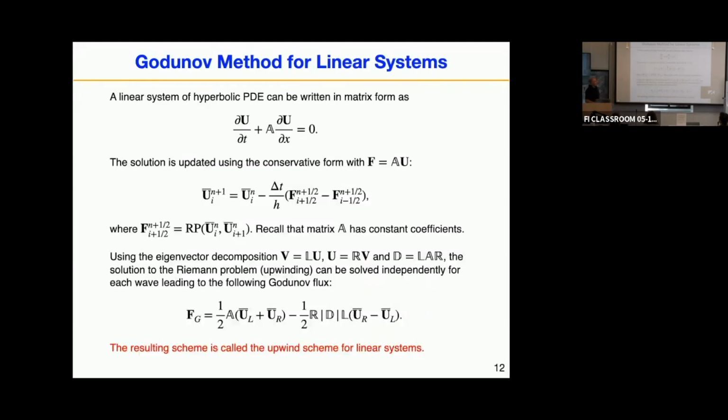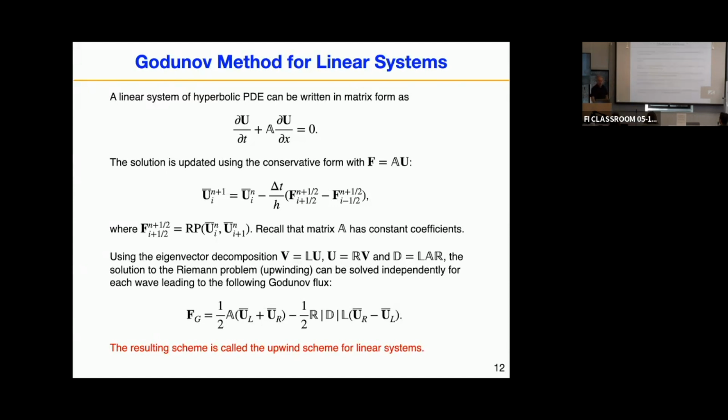Which is now a system of hyperbolic conservation laws, but still linear, right? It's linear because A is a constant matrix, but now it's a matrix. For the Euler equation, for example, it's a 3x3 matrix. Remember, U, for example, can be the density, the velocity, and the pressure, and A is the constant matrix.